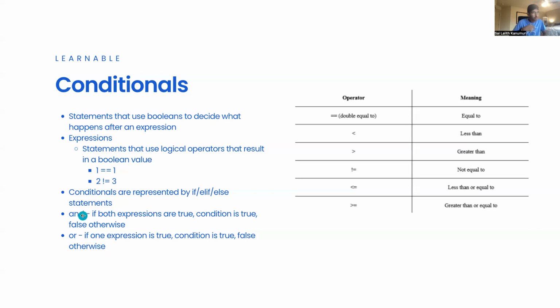So we use conditionals with if, elif, and else statements. We also need to go over some other logical operations, like the and and or operations. So and means if both expressions are true, the condition is true. Otherwise, it's false. And or means if either one of the conditions is true, it's true.